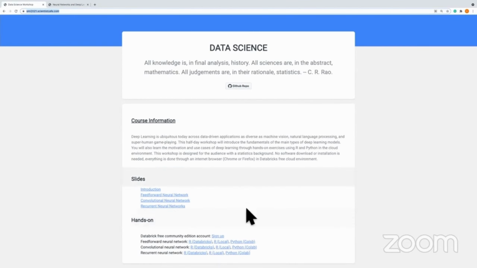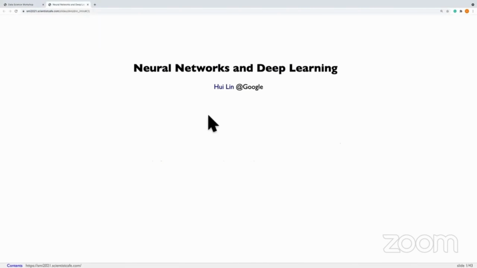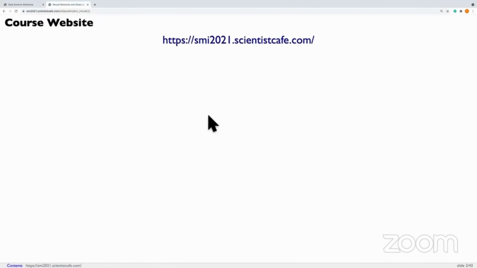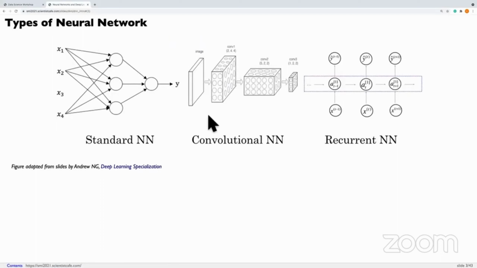Okay. Now let's move on to the feedforward neural network. That's the second on your slides here. So there are three types of neural network. We will start from the basic standard neural network. Sometimes people also call it feedforward neural network because of the direction of the neural network and the structure.